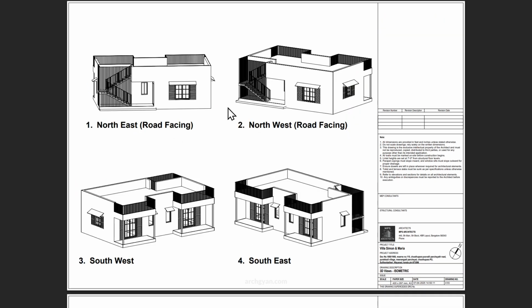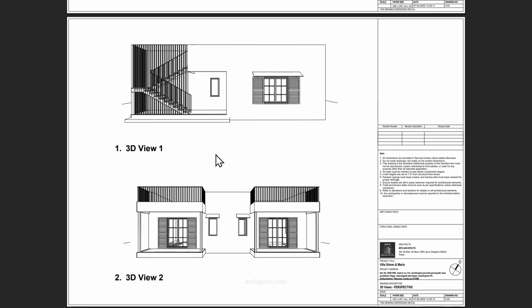These are some isometric 3D views just to give the client an idea of what to expect. And these are some perspective views. So it's a very simple house with some traditional elements and some contemporary elements. And this project is located in Kerala, India.